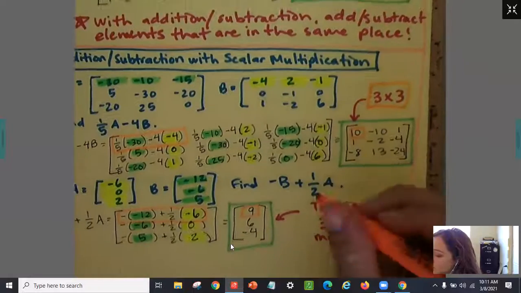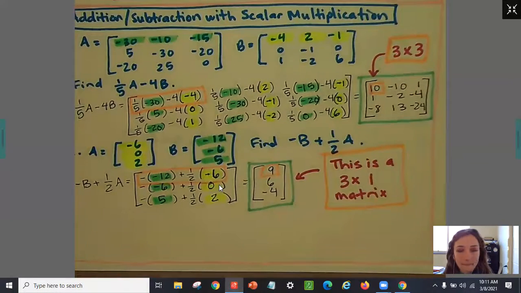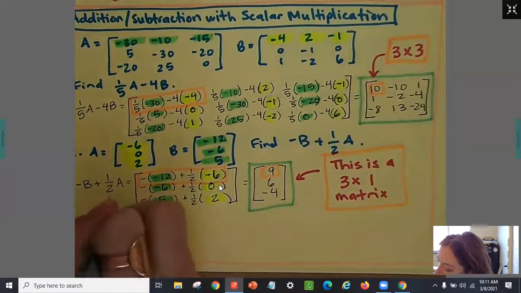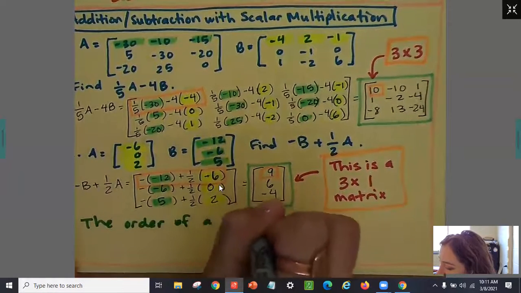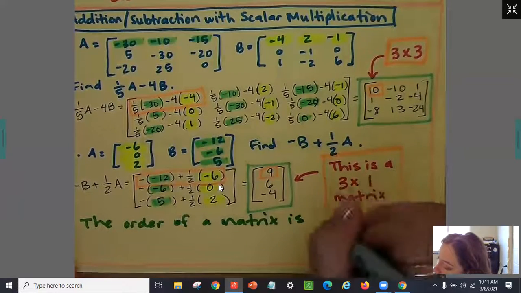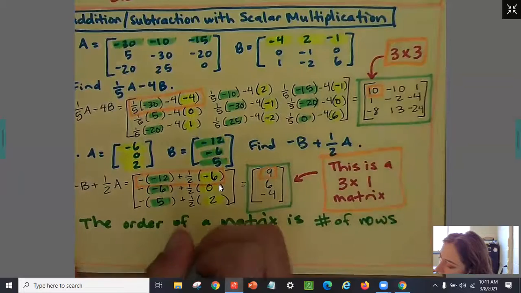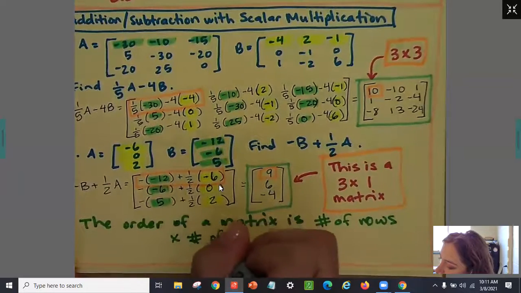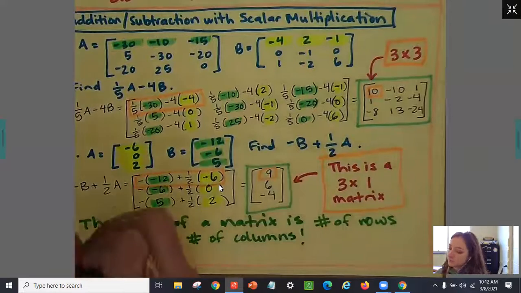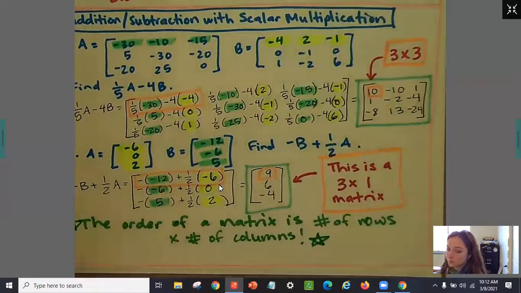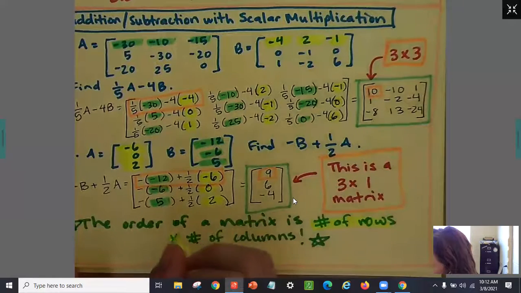So just a little extra thing in there, talking about the size and or the order of a matrix. Let's just make a little note. The order of a matrix is the number of rows times the number of columns. So it's always the number of rows by the number of columns.